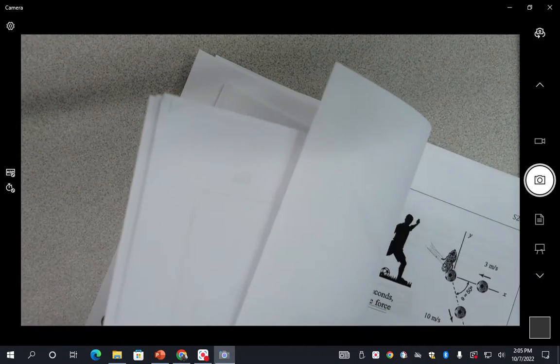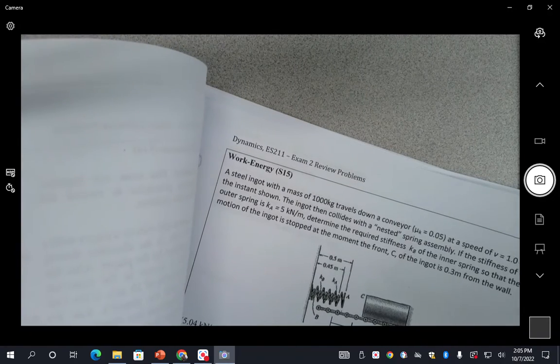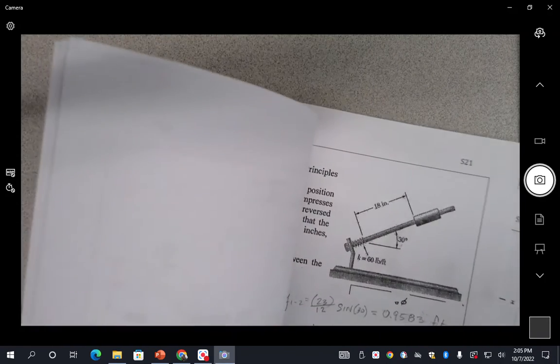Let's see, a work energy one. Let's do a work energy problem. I agree. Work energy, whichever one. You must use work energy principles, the 7.5 pound collar. That one. Yep, right there. There you go. Okay. Thank you.